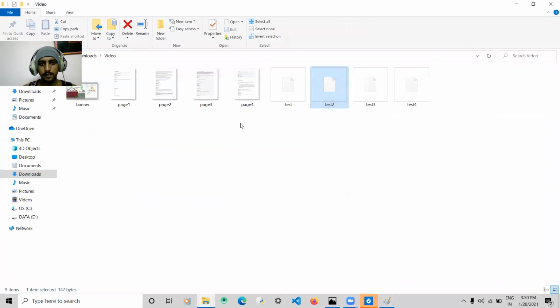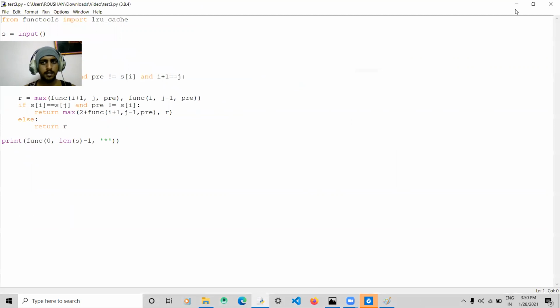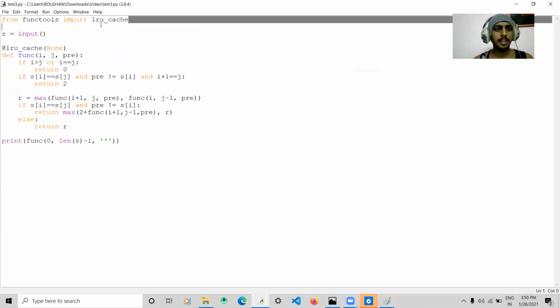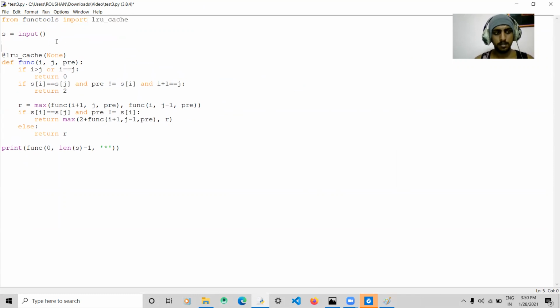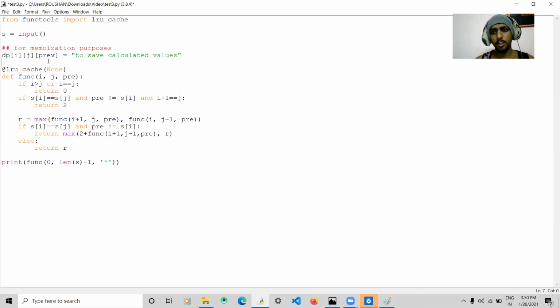Let's look at the code. The code is not very weird. I am simply using lru_cache for memoization purposes, which basically means that I don't have to define dp of i, j and prev to save calculated values. It automatically does it.